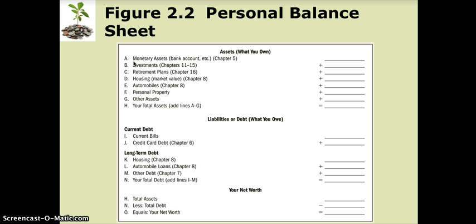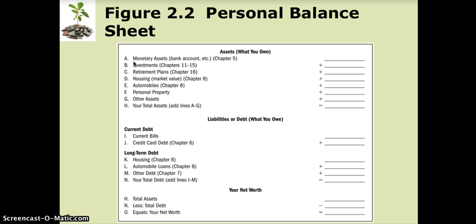Liabilities also have a certain flow to them. You have current liabilities and long-term liabilities. Current liabilities are debts that are going to come due in the next year. Long-term liabilities are debts that are going to come due in more than a year.